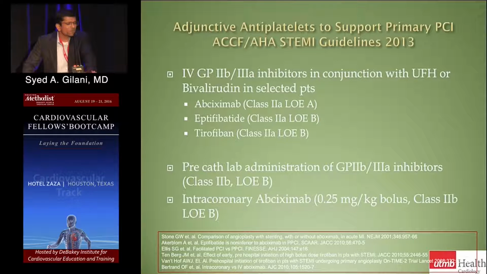There's an option to give intracoronary abciximab. There's a few studies that I've looked at. There's class 2B indication for that. And pre-catheterization administration, cath lab administration of 2B3 inhibitors is considered class 2B, based on a few data that shows that if you give this, there's a higher rate of patency of the vessel at the time of angiogram.